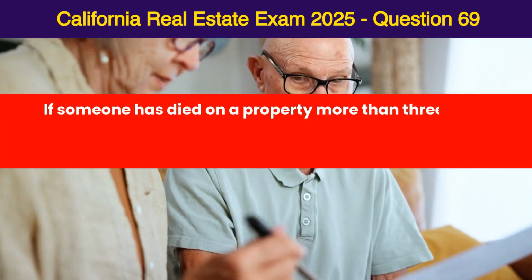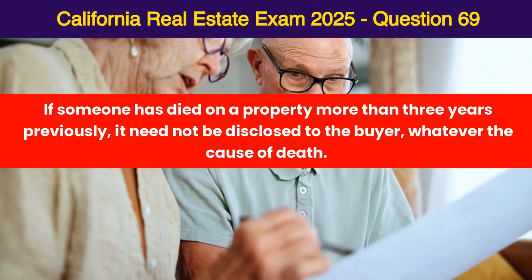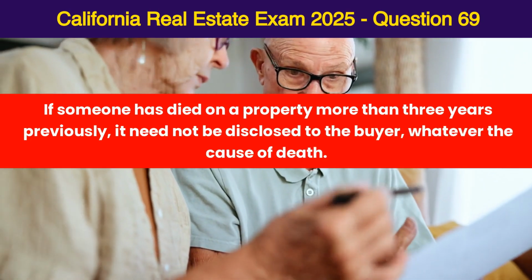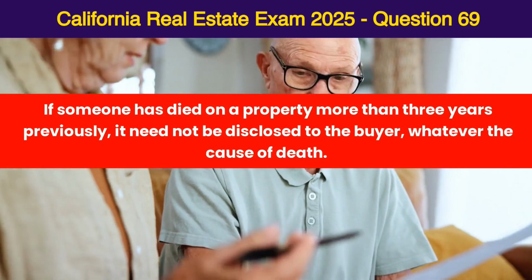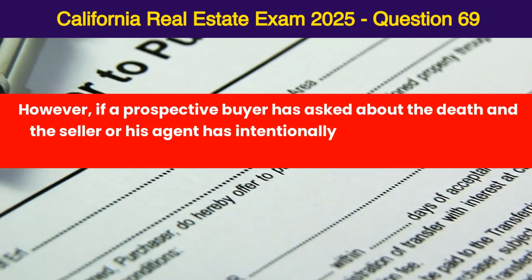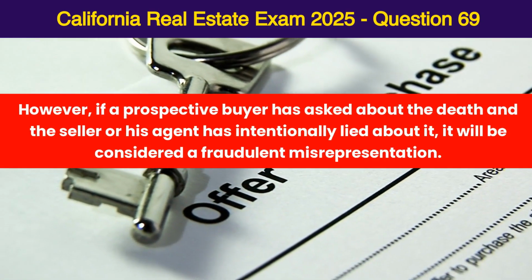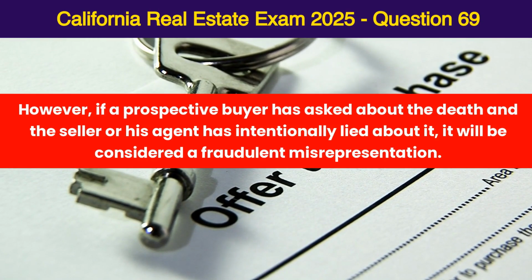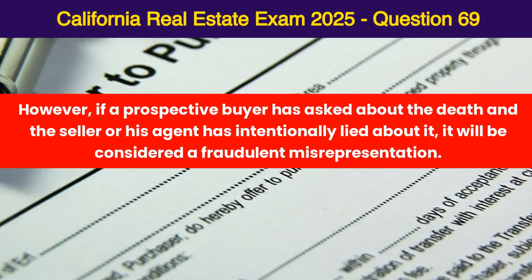If someone has died on a property more than 3 years previously, it need not be disclosed to the buyer, whatever the cause of death. However, if a prospective buyer has asked about the death and the seller, or his agent has intentionally lied about it, it will be considered a fraudulent misrepresentation.